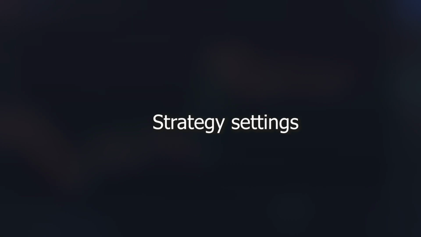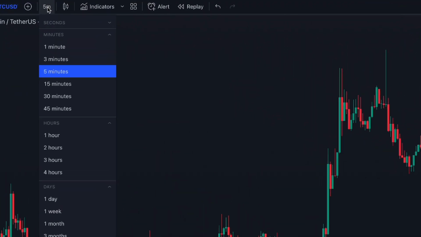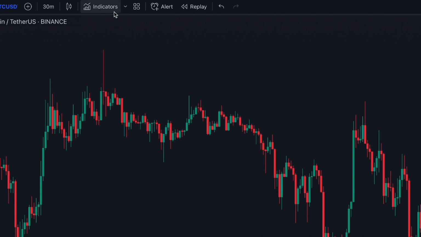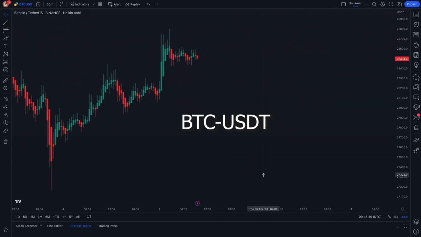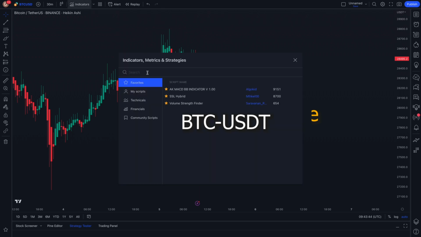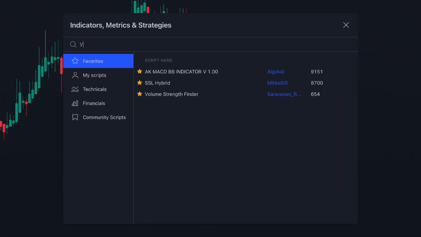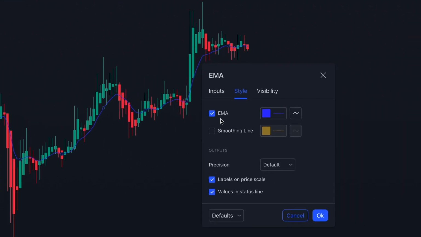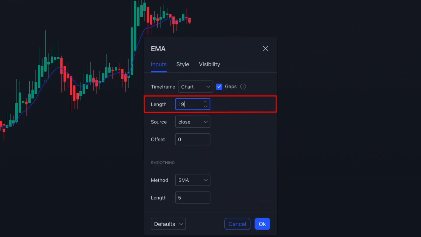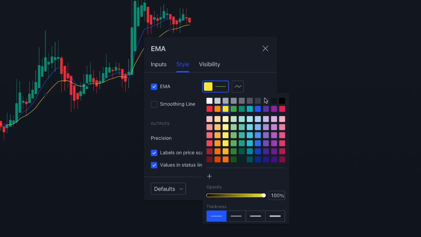Strategy settings. Before adding our indicators, let's switch from standard candles to Heikin Ashi. For my backtesting, I will be using the BTC USDT in a 30-minute time frame. To add our indicator, go to the Indicator tab, write EMA, and click on Moving Average Exponential. Let's make some changes. Open Settings by clicking on this indicator and in the Input tab change length from 9 to 18 and color it yellow.